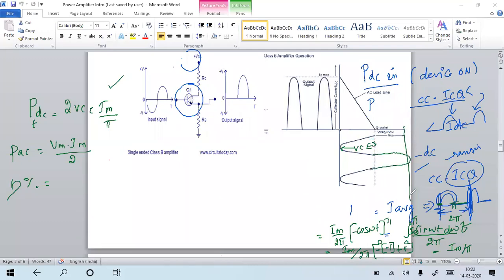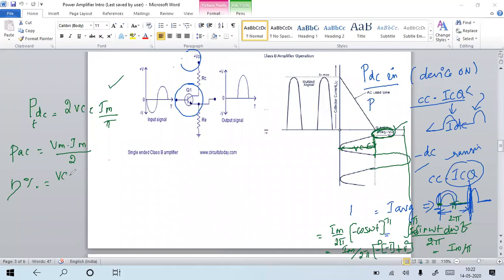Now this is your output waveform. What is the peak value? Peak to peak value is 2 VCC, right? Peak value is half of the peak to peak value, so peak value is nothing but VCC. Correct? Vm is the peak value of the output voltage. That means for one half cycle, the peak value from this point to this point is VCC. Already we know the Q point lies in the cutoff mode, so VCC is the peak value.